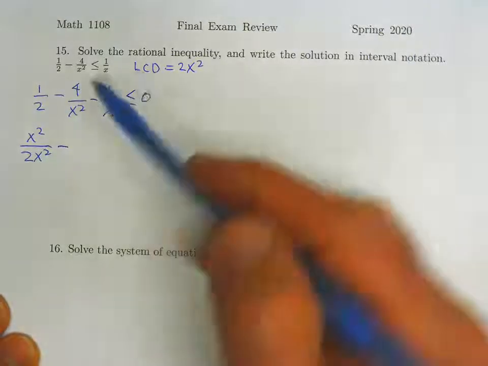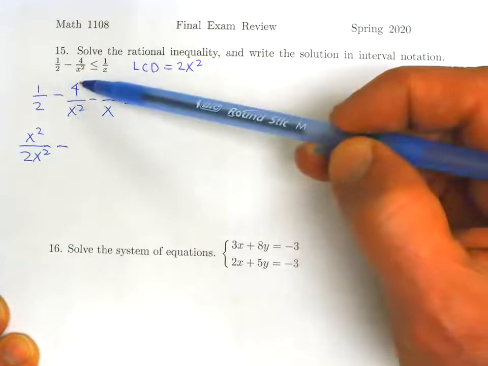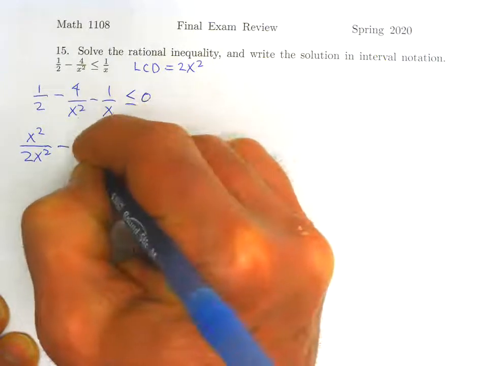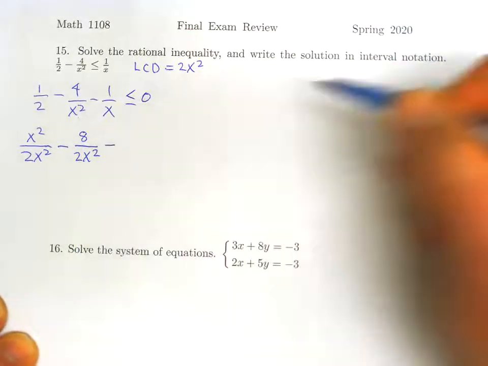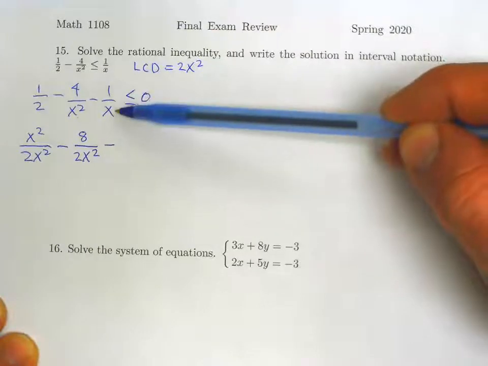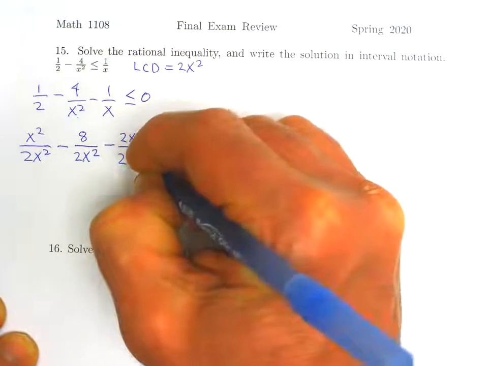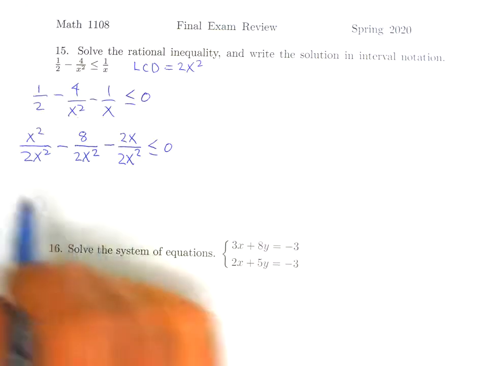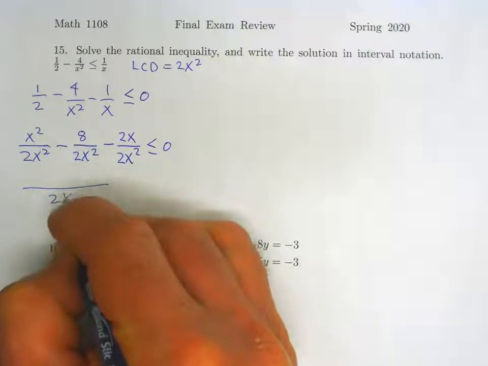For the next term, the minus 4 over x squared, if I just multiply the numerator by 2 and the denominator by 2, I'll have the common denominator, 2x squared. And then 1 over x, if I multiply the numerator by 2x and the denominator by 2x, then I'll have the denominator 2x squared. Okay, now we can write it as a single rational expression because the denominators are all the same.